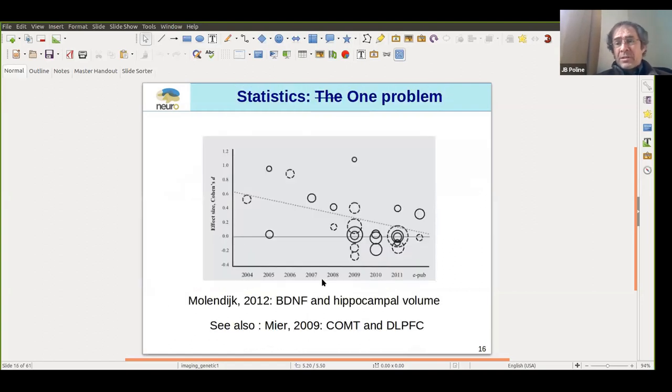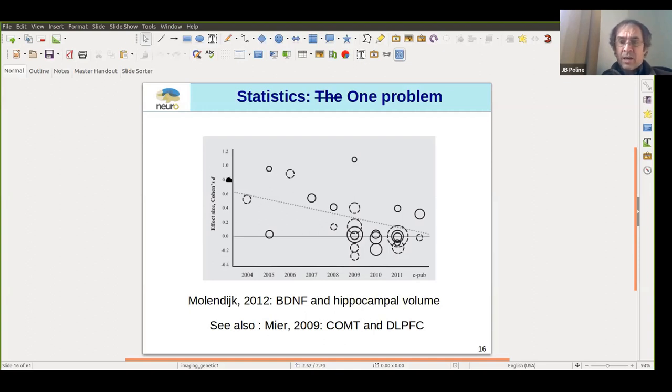So this is one of my favorite figures of all time, because it explains so much in terms of the problem. This is a set of papers and results on the impact of the BDNF allele on the hippocampal volume. So you look at whether that specific allele has an effect on the size of the hippocampus, and then you find, in the 2000s, effect sizes fairly all over the place, and very large effect sizes.